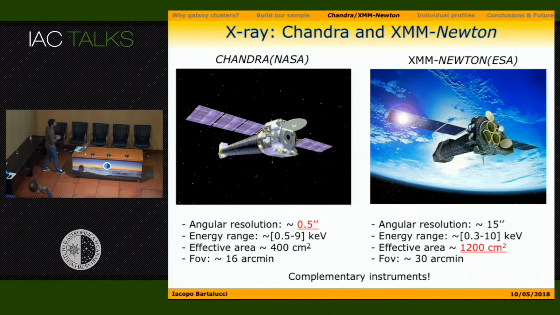Now, I talked about Chandra and XMM, but maybe it's worthwhile to give some very brief information. Chandra and XMM-Newton are X-ray satellites which basically operate in the band from 0.3 to 10 keV. The most important feature I would like to talk about today is that Chandra has a very good angular resolution, while XMM has a worse angular resolution but a very large effective area. So for our purposes, Chandra and XMM are actually complementary instruments.